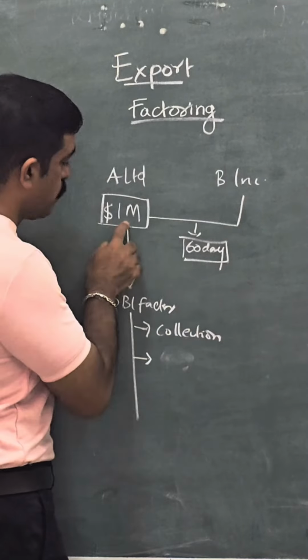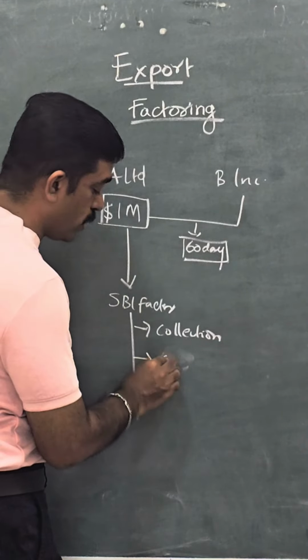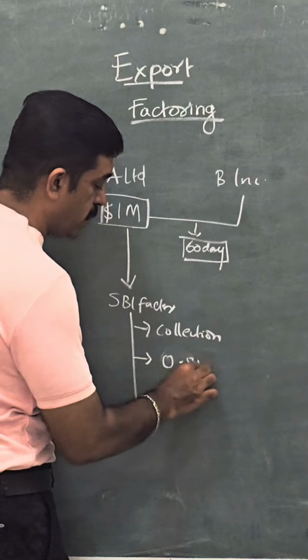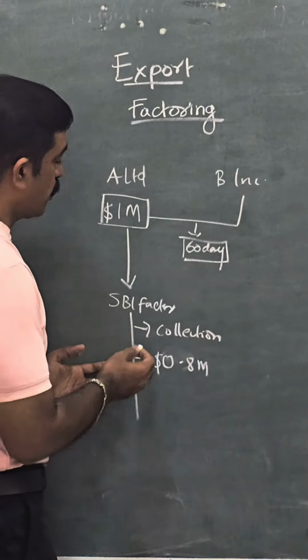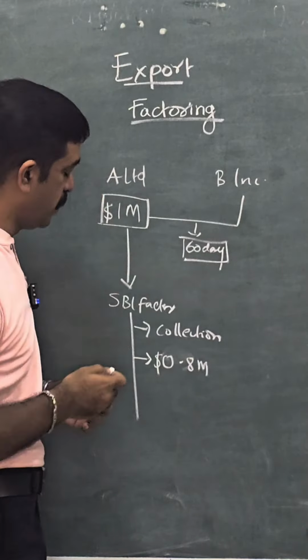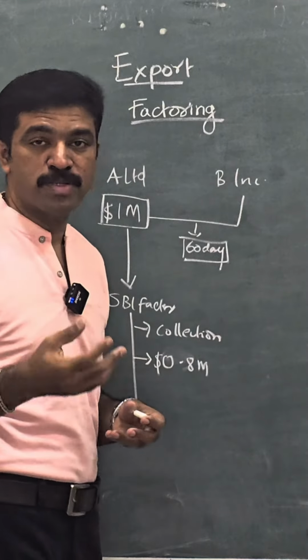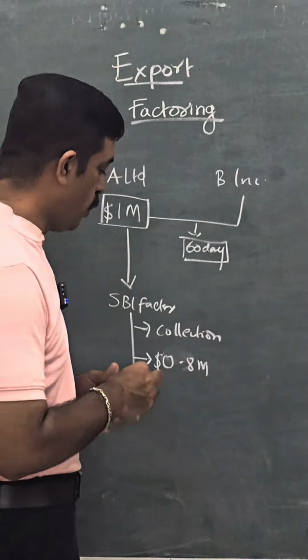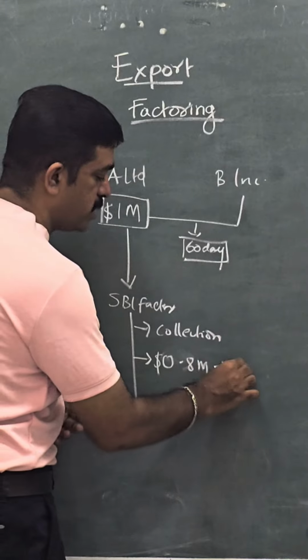Okay, let's say this is $1 million and the bank is ready to lend up to $0.8 million. So this is going to release the cash for A Limited because they got almost 80% of the invoice value now, and their working capital is taken care of.